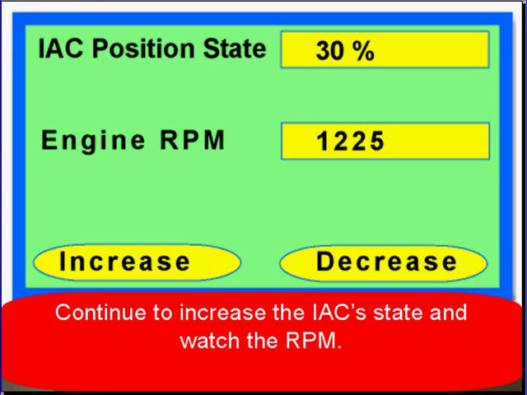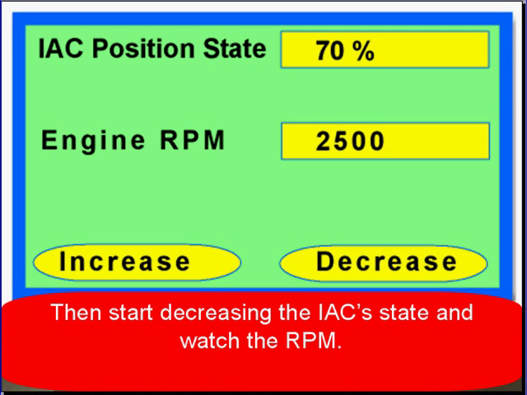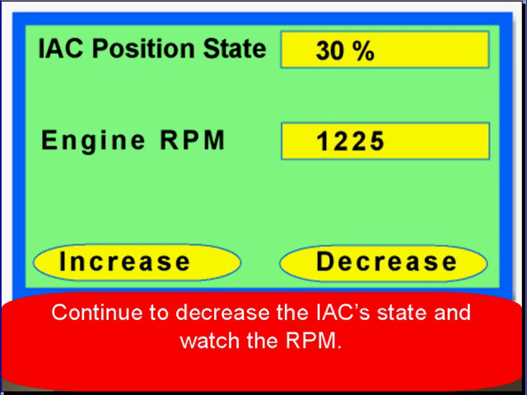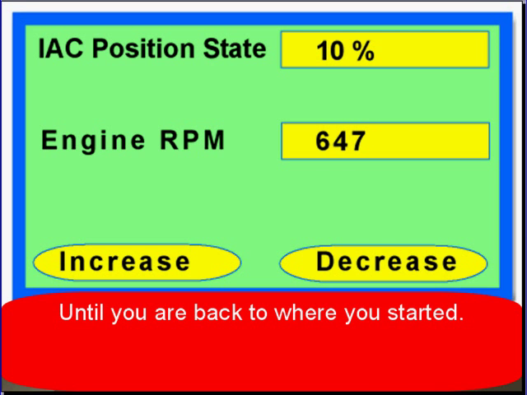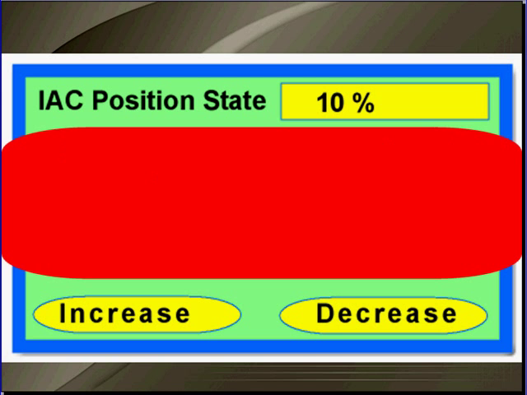Continue to increase the IAC state and watch the RPM like here. You're going to have a limit. Our limit is 2500 RPM. Then start decreasing the IAC state and watch the RPM until you're back to where you started. If the state doesn't change with each increase or decrease, go to PCM test.